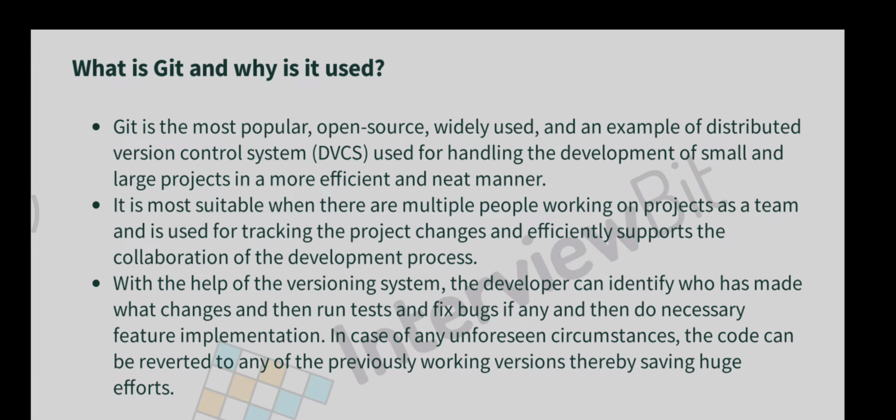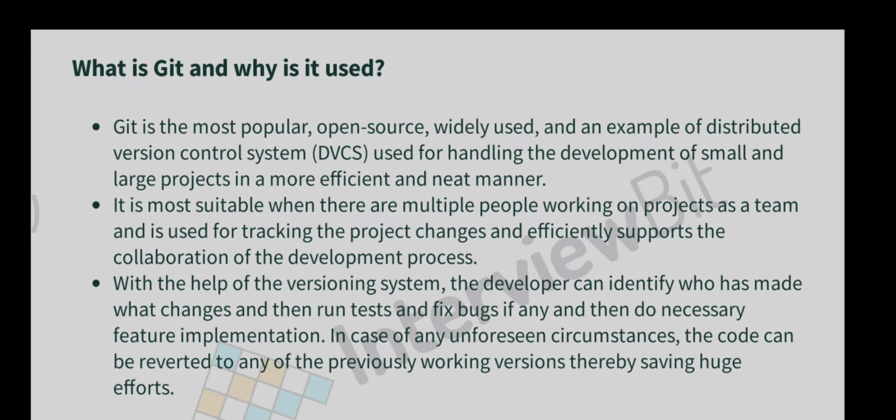First question is, what is Git and why it is used? Git is a most popular open source, widely used example of distributed version control system used for handling the development of small and large projects in a more efficient and neat manner. It is the most suitable when there are multiple people working on project as a team and is used for tracking the project changes and efficiently supports the collaboration of the development process.